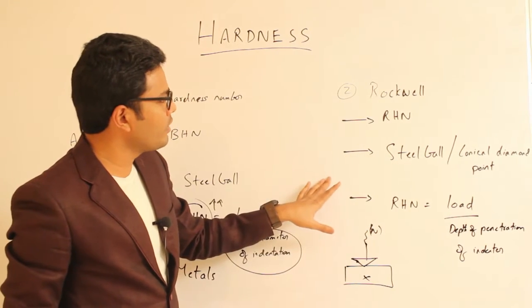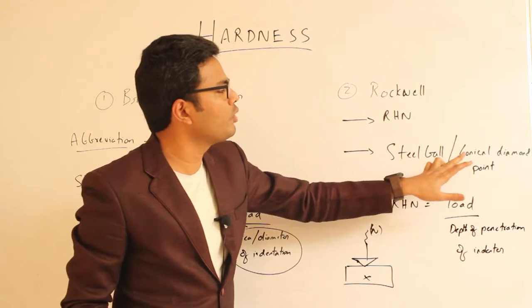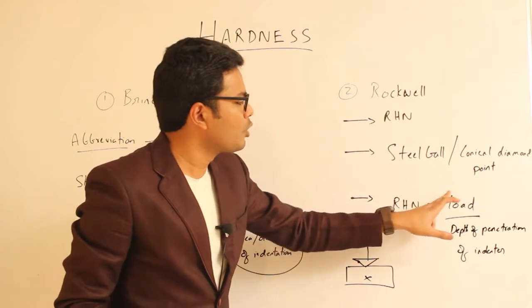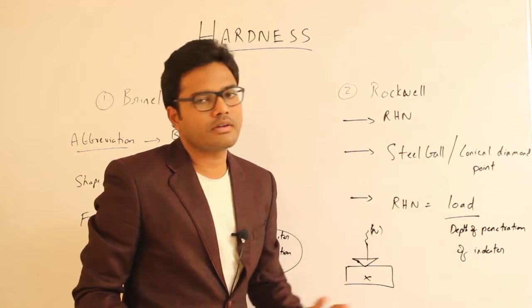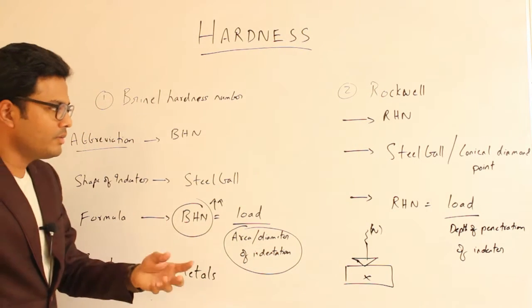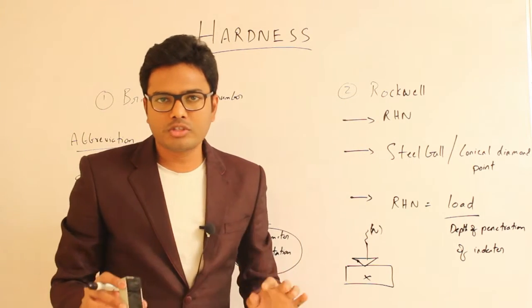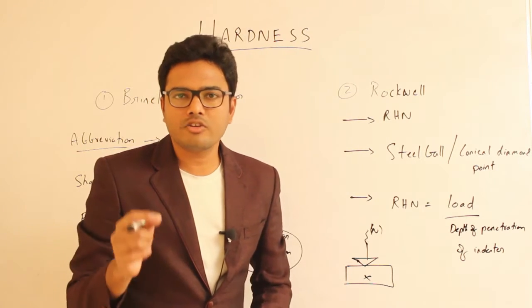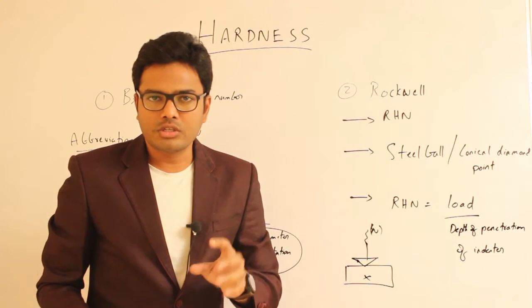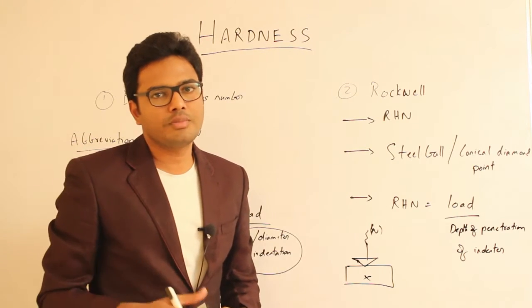In order to summarize Rockwell, it's abbreviated as RHN. It employs either a steel ball or a conical diamond point as an indenter, and it's given by the following formula, that is load divided by the depth of penetration of the indenter, which we have discussed here. To discuss another point, both Brinell hardness as well as Rockwell hardness cannot be used to find out the hardness of brittle materials. This is very important. Brittle materials cannot be evaluated for hardness using these hardness tests. So that has to be kept in mind.